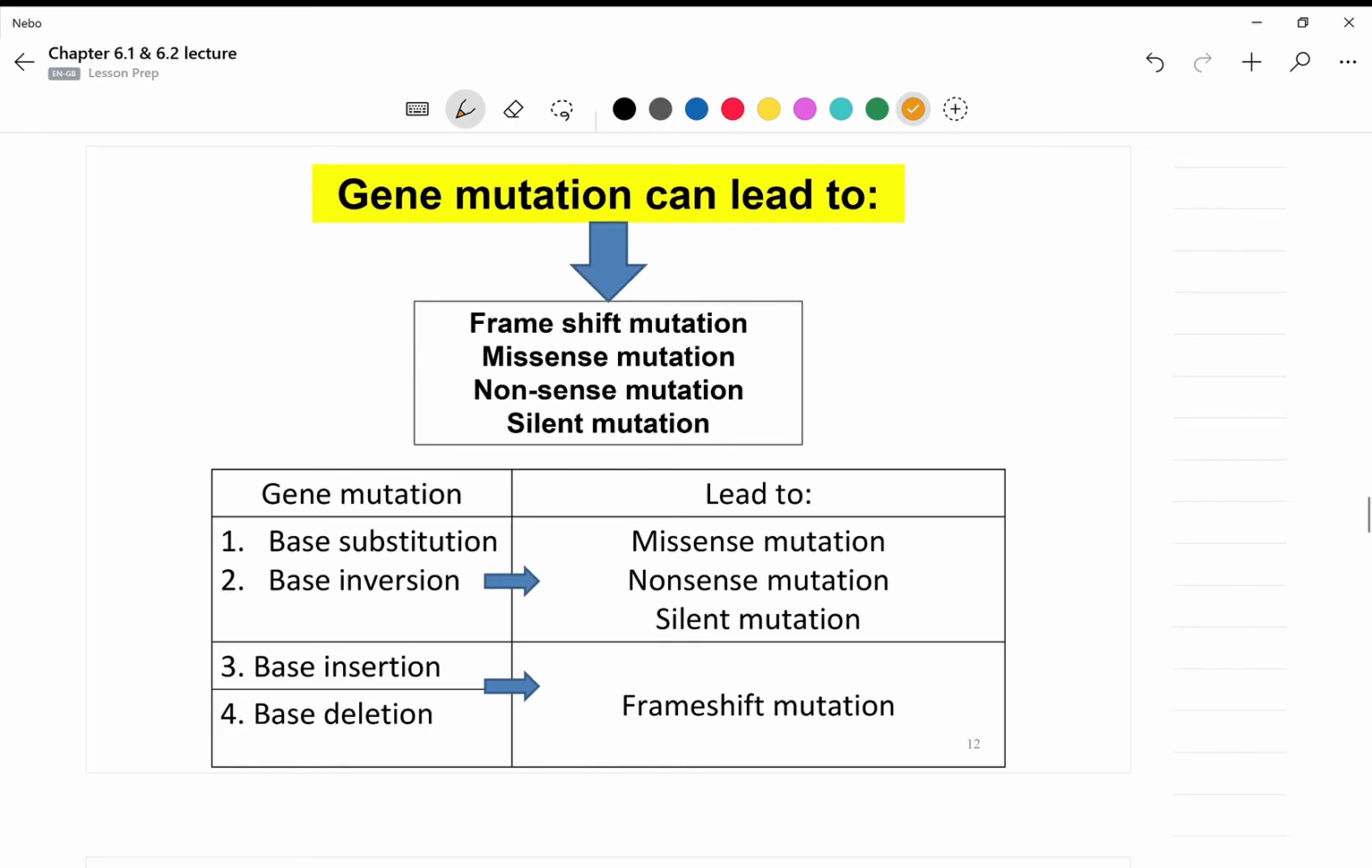So all 4 types of gene mutation can lead to these 4 consequential mutation. So ini yang saya panggil consequential mutation. Kenapa? Sebab ini adalah akibat. Ini adalah result daripada keempat-empat mutation yang awal tadi. So ini adalah pattern yang biasanya kita akan observe. Kalau kita ada base substitution dan inversion, selalunya kita akan mengakibatkan berlakunya missense, nonsense dan juga silent. Tetapi kalau mutation yang berlaku adalah insertion atau deletion, it will always lead to frame shift mutation.